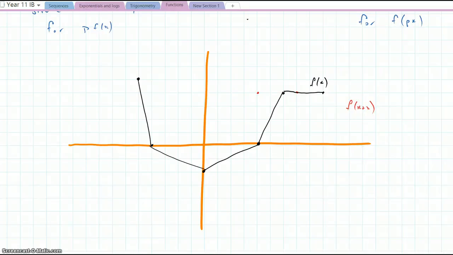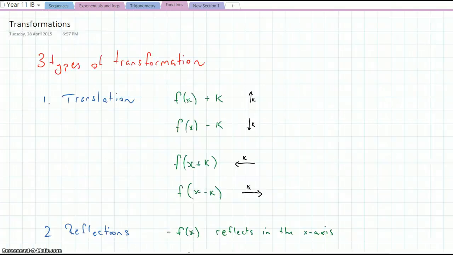I think I'm going to skip the reflections because I think they're pretty straightforward. Remember, the minus out here flips around the x, and the minus in there flips around the y. Okay, I'll just backtrack on that. Oh dear.